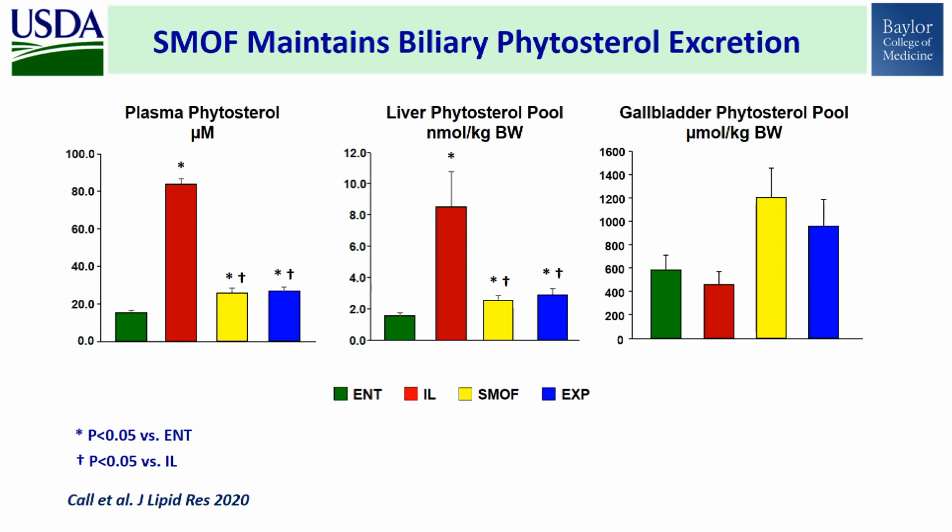Shown here, you can see the accumulation of plasma phytosterols with Intralipid that are prevented with either SMOF or the experimental emulsion. And you can see that happens in the liver pool. Actually, the pool of phytosterols tends to be lower in SMOF and experimental compared to the Intralipid group. But when you look at the gallbladder pool of phytosterols, there was a much higher excretion and concentration of phytosterols in the bile in the SMOF and the experimental group, consistent with the maintenance of bile flow and the excretion of phytosterols into bile, which prevents their accumulation in the liver and in the blood.